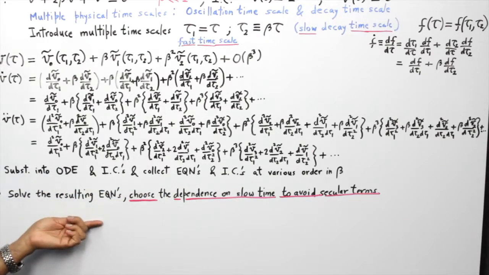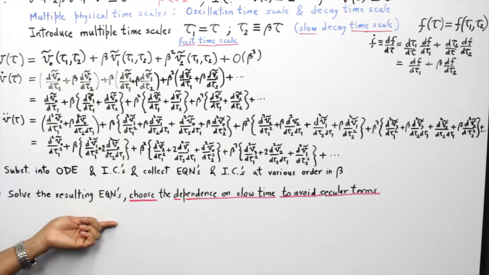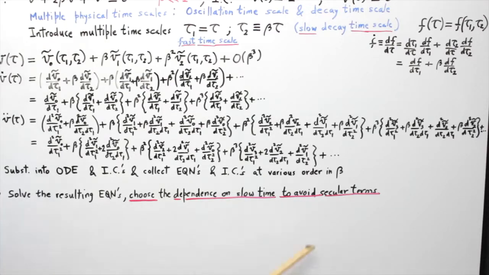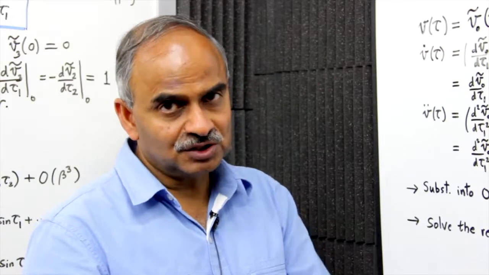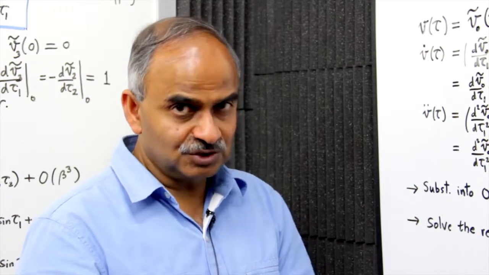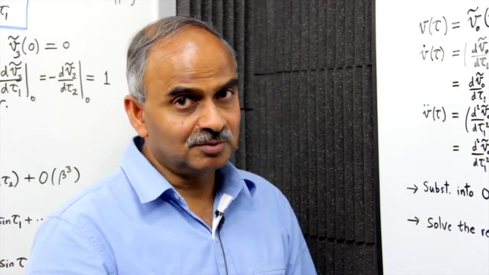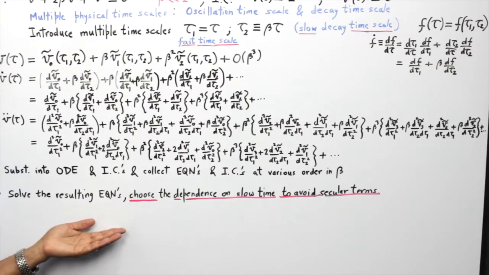And so we will need to solve the resulting equations at each order in beta, and in doing so we will get to pick the dependence on the slow time, because slow time is what we have introduced, and the idea is that we will pick that dependence so that we avoid these secular terms. If you remember, it's these secular terms which cause problems, in that the previous solution at each order was a forced response with a forcing that was resonant, and because it was resonant forcing, it would cause the response to grow linearly in time, and that response will become unbounded as time increases, and so that perturbation expansion then is no longer well ordered.